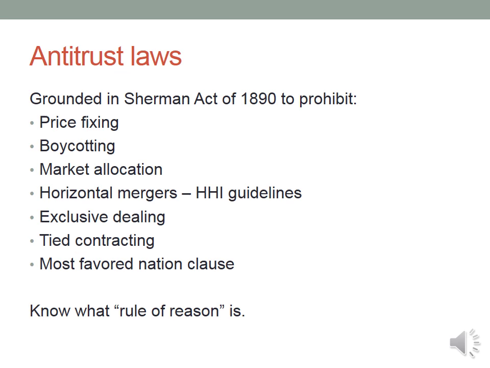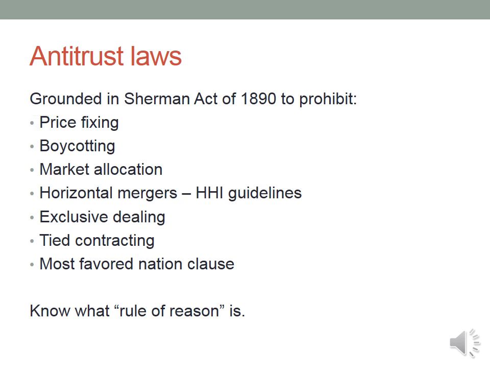We talked about antitrust laws. They're grounded in the Sherman Act of 1890, which prohibits a whole bunch of stuff, so you should know what price fixing, boycotting, market allocation is. Horizontal mergers, and those are regulated by HHI guidelines. Exclusive dealing, tied contracting, most favored nation clause. You should know what all of those are.